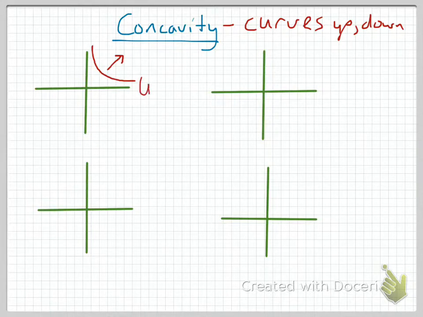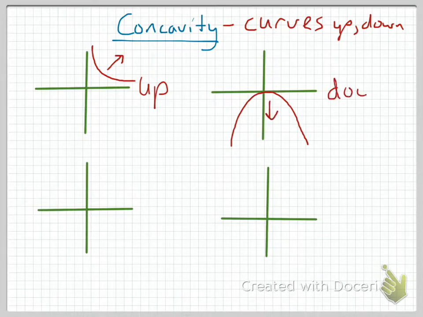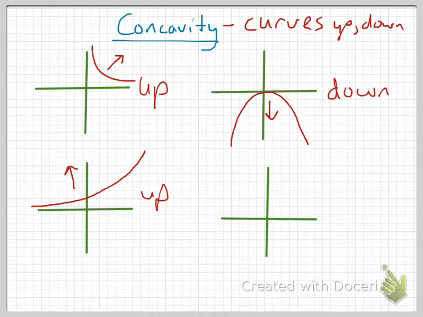Okay. Another example, a different example, you might recognize this. This would be like your x squared. We call this concave down because it points down. All right. Similarly with exponential functions, if you have something that looks like this, that would be concave up, because it points up. And say you have something that looks like this, even though it's going up, it curves down, so we'd say that's concave down. Alright, I hope that helps with concavity.